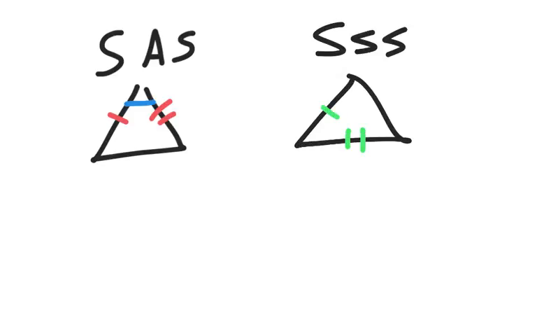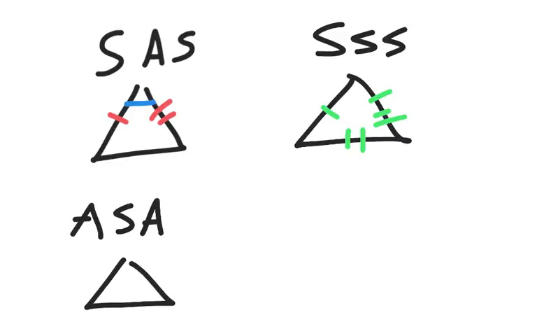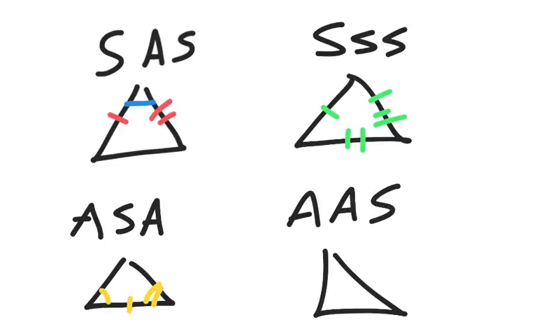which means I knew all three sides. That one's pretty simple. Today we're going to add two more to that. We're going to add angle, side, angle, which looks like an angle, a side, and then another angle. And we're also going to add angle, angle, side, which is where you know an angle, you know the next angle, and then the side after it. So we're going to have four ways to prove triangles congruent after today's lesson.